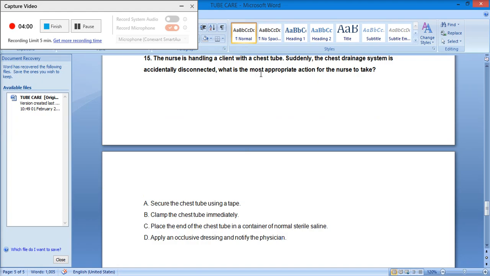The nurse is handling a client with a chest tube. Suddenly the chest drainage system is accidentally disconnected. Which is the most appropriate action for the nurse to take? A. Secure the chest tube using tape. B. Clamp the chest tube immediately. C. Place the end of the chest tube in a container of normal sterile saline. D. Apply an occlusive dressing and notify the physician. The correct answer is C. Place the end of the chest tube in a container of normal sterile saline.